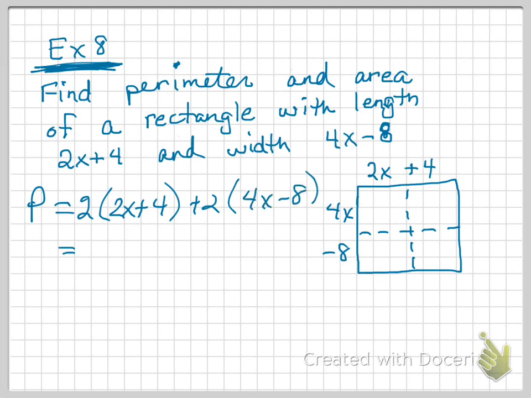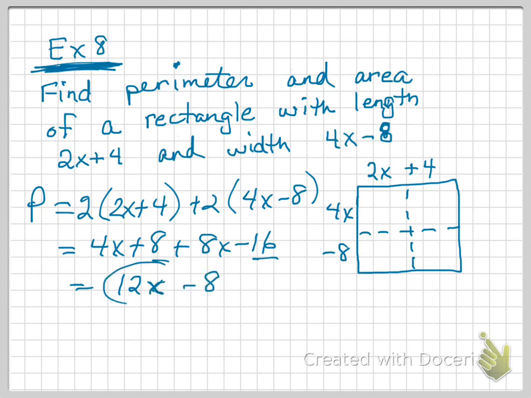So I work that out and I get 4x plus 8 plus 8x minus 16. Put them together and I get 12x. 8 and -16 give me -8. So 12x minus 8. That would be my answer for the perimeter.